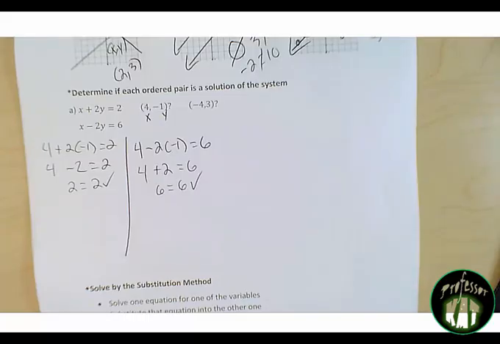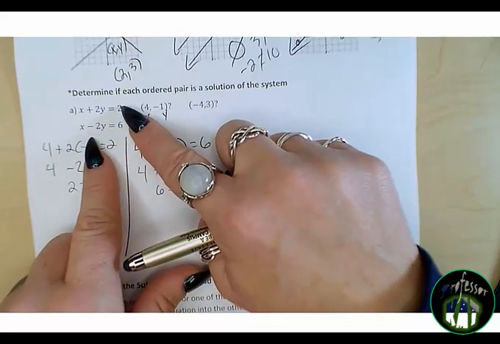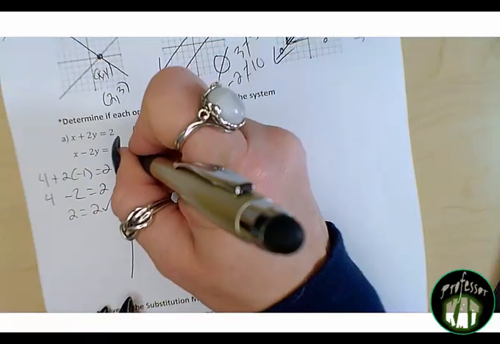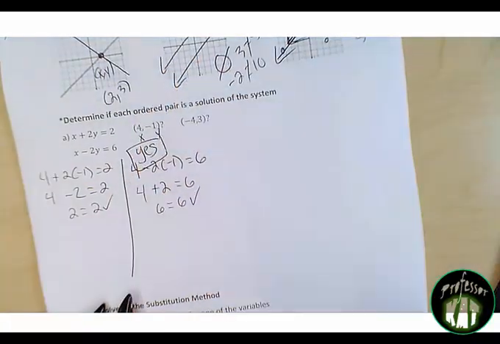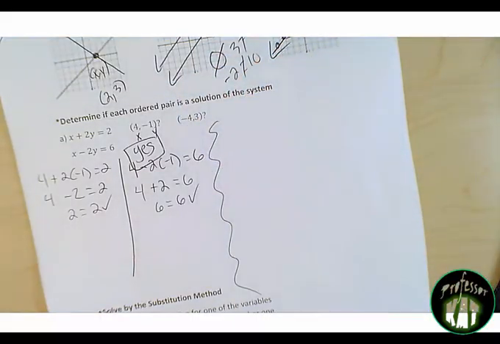This is what a true solution looks like. And since I plugged the point into both equations and got a true solution for both equations, then yes, the point 4, negative 1 is a solution to this system.